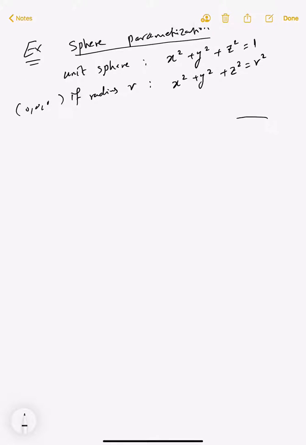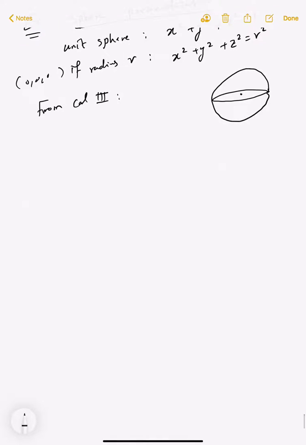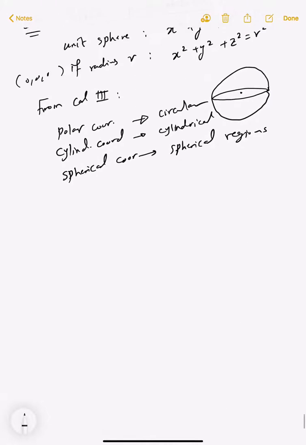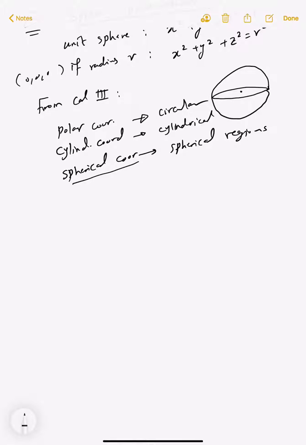So we are talking about this sphere like this. And this is the origin. Now the idea, recall from Calculus 3, we had some hints, especially when we treated the double and triple integrals. We know from Calculus 3 that usually polar coordinates are best with circular regions. Cylindrical coordinates are best with cylindrical regions. And spherical coordinates are best with spherical regions. So before doing the sphere parameterization, we need to revise the spherical coordinates.